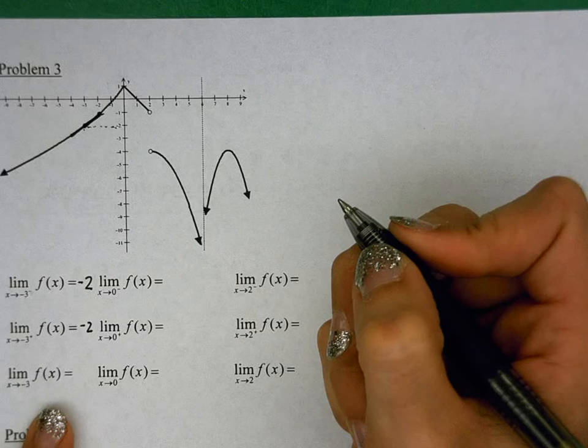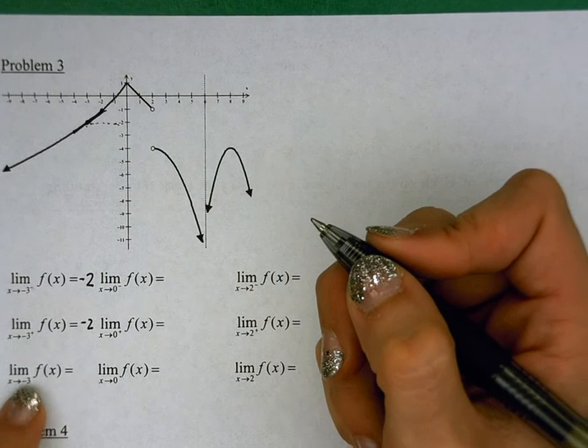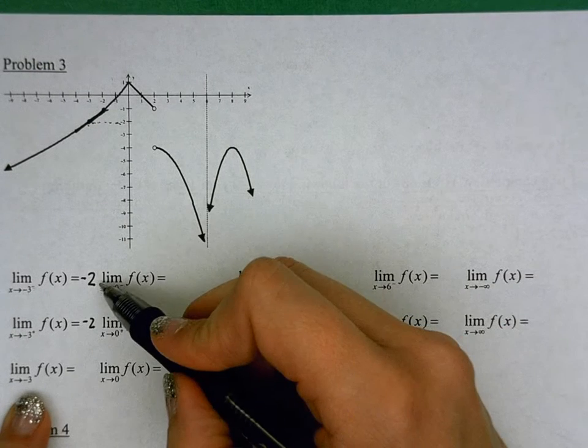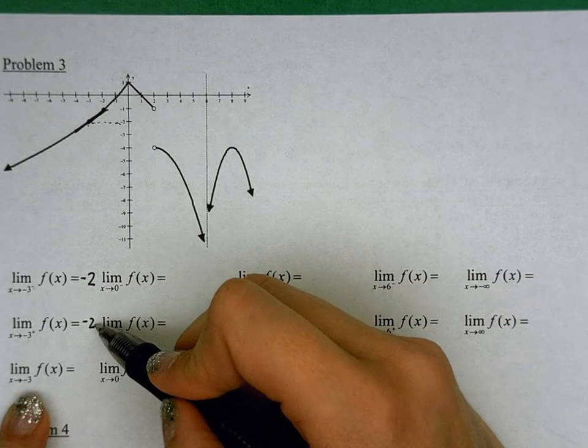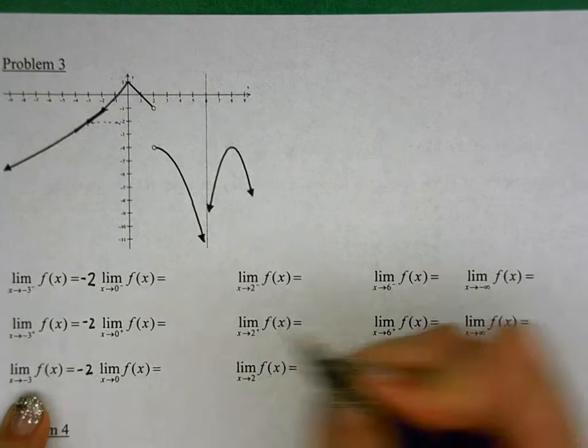And so then my overall limit, for the limit as x approaches -3 of f of x, you have to check both sides. You have to make sure that they agree. Well, from the left is -2 and from the right is -2. They do agree. And so my limit is going to be -2.